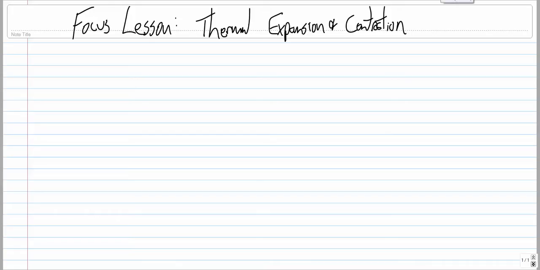Alright, here is a focus lesson on thermal expansion and contraction. So let's think about a solid that's made up of a bunch of particles packed pretty closely together. I'm just going to draw a 4x4 grid here.